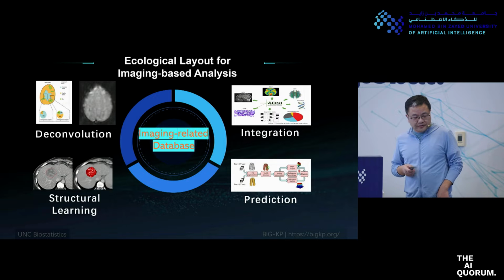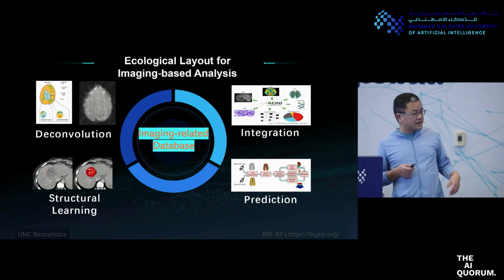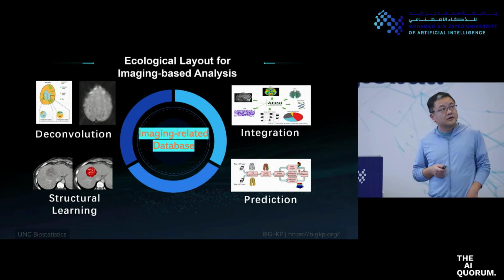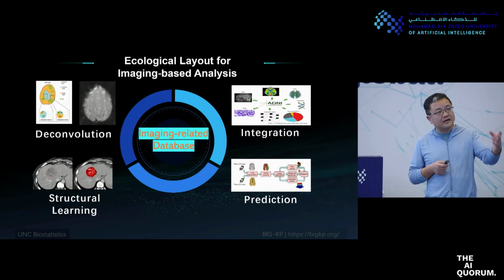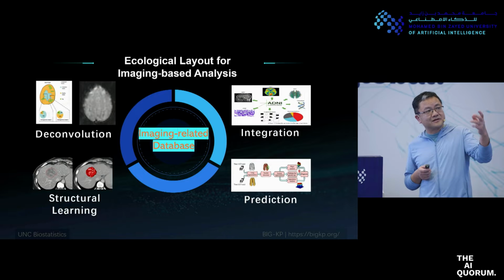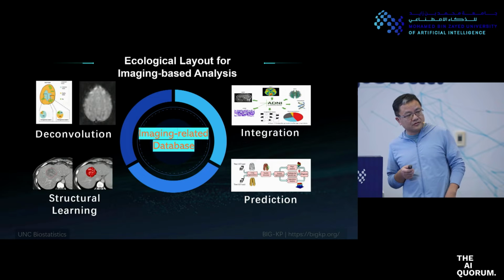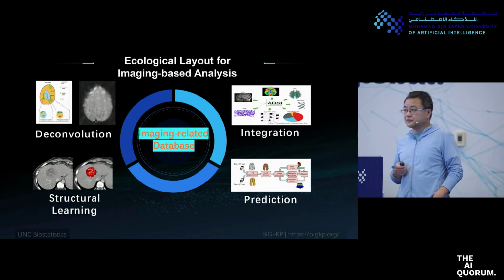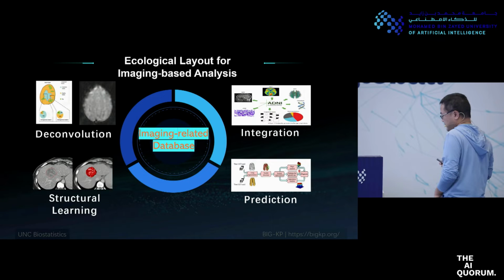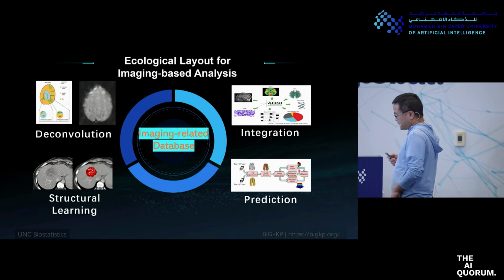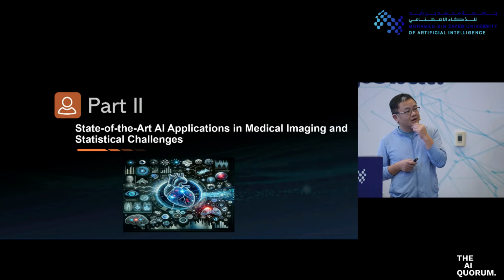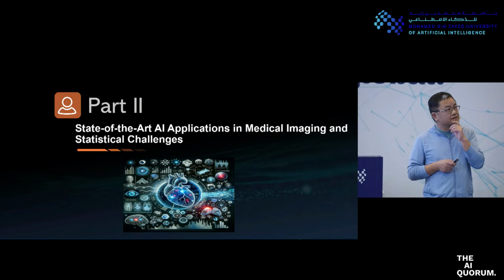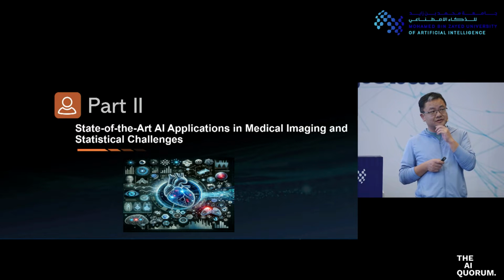Besides deconvolution and structured learning, we use the imaging data together with other data sets. That's basically doing integration, and in the clinical aspect, also doing predictions. This is the basic general overview about the field. The second part is about state-of-the-art AI applications in the field.